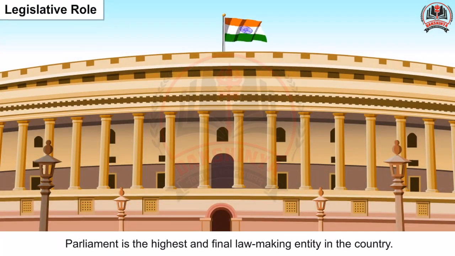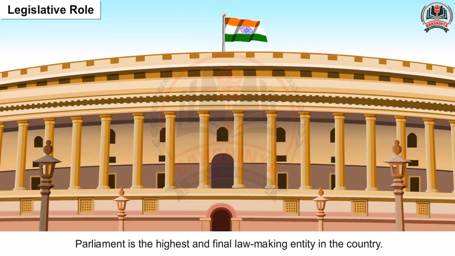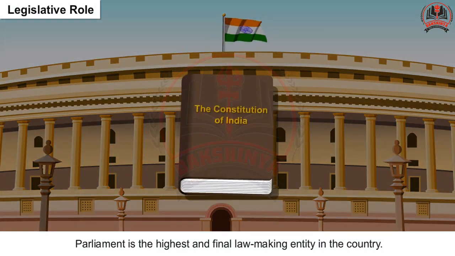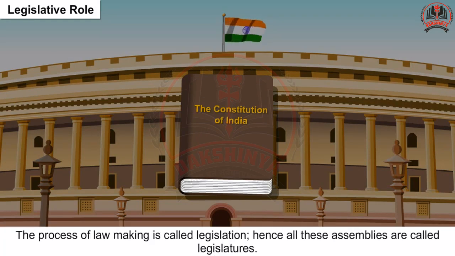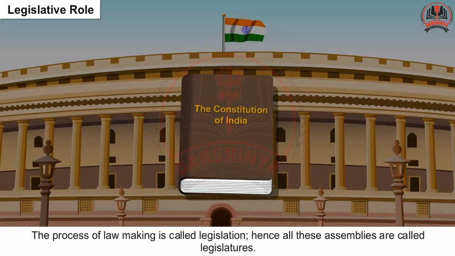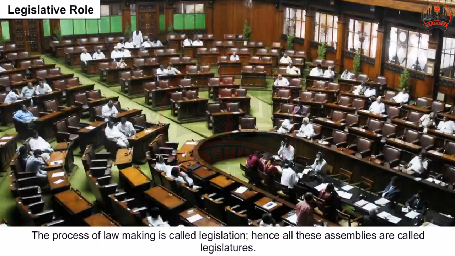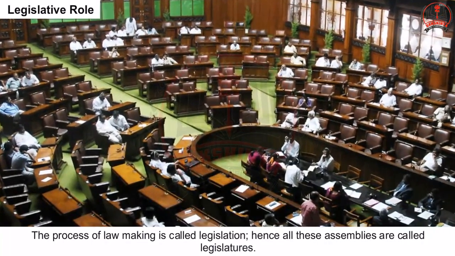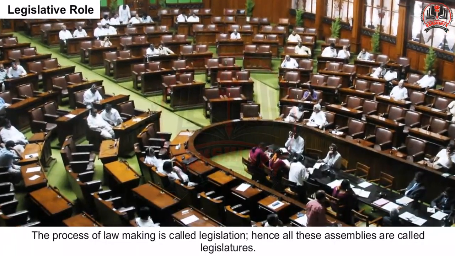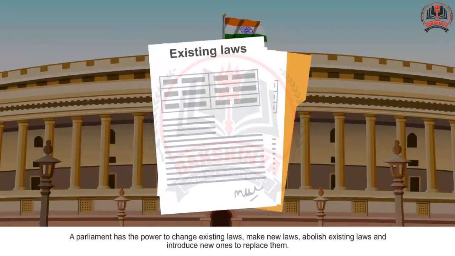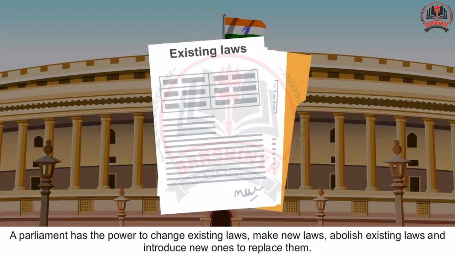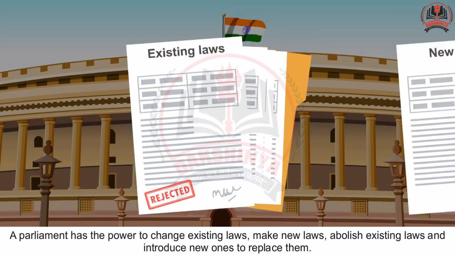A. Legislative role. Parliament is the highest and final law-making entity in the country. The process of law-making is called legislation. Hence, all these assemblies are called legislatures. A parliament has the power to change existing laws, make new laws, abolish existing laws, and introduce new ones to replace them.